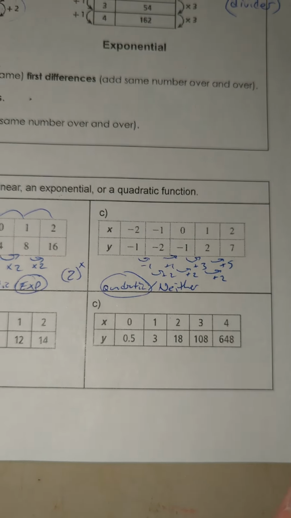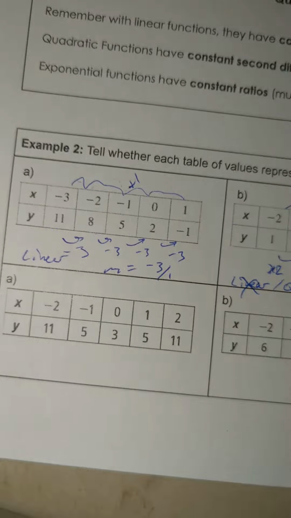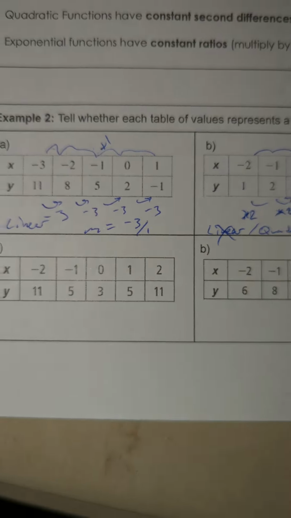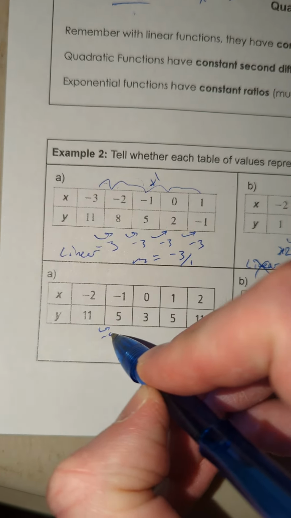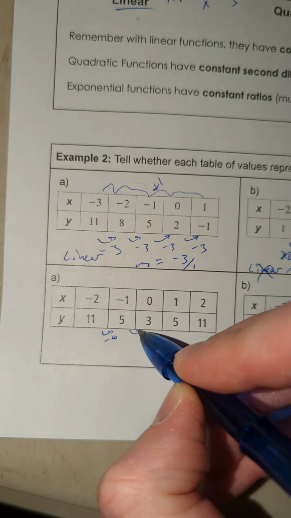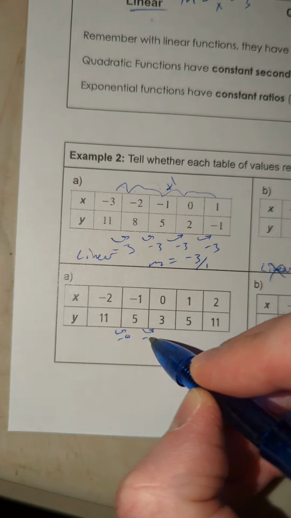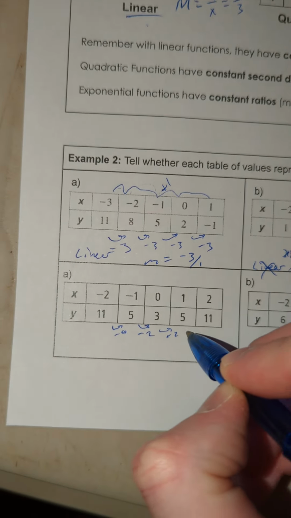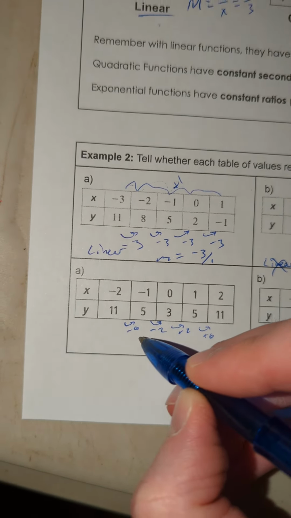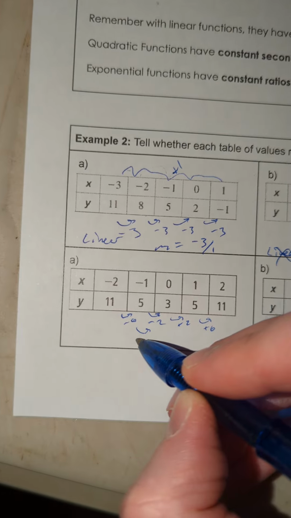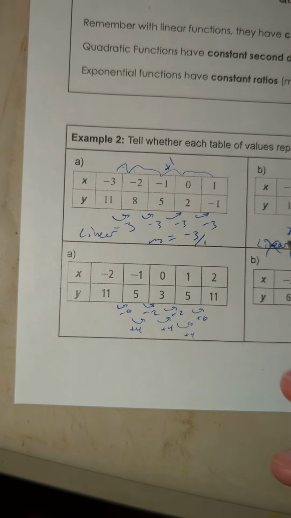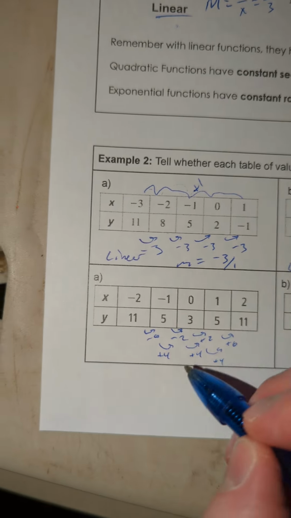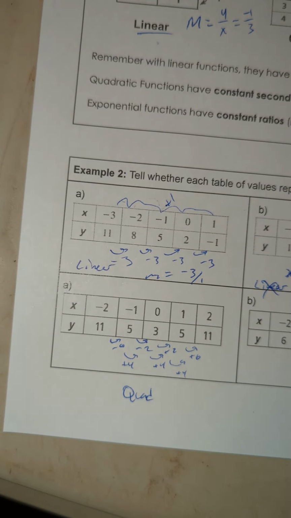Let me see if I can identify another one. Let's look at this one. So again, my x's are changing consistently. My y's, this goes minus 6, minus 2, plus 2, plus 6. So it's the difference here. This is plus 4, plus 4, plus 4. Do you see how my second difference is the same? So I can say it is a quadratic.